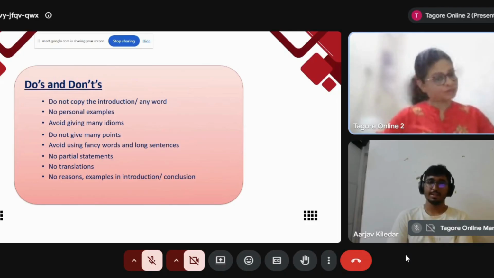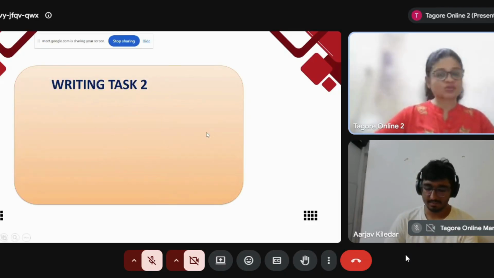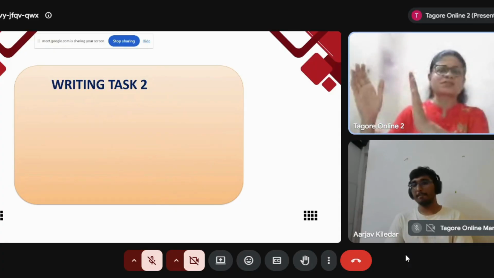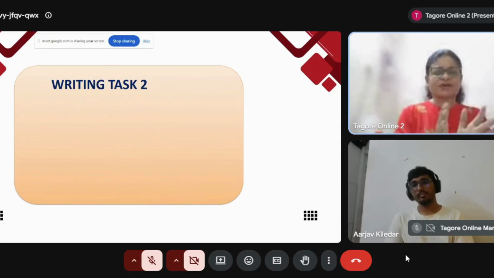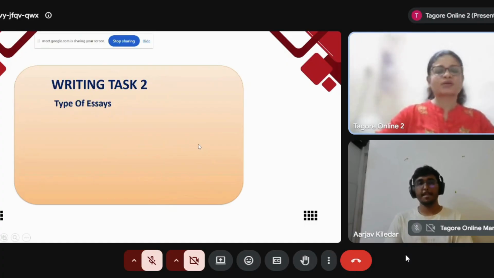Next is writing task 2. We just understood about reading the graph. Whatever the graph is presenting, you put that in writing. Your understanding is to be put in writing. That is what they're trying to find out, and that is what they're going to assess you on.